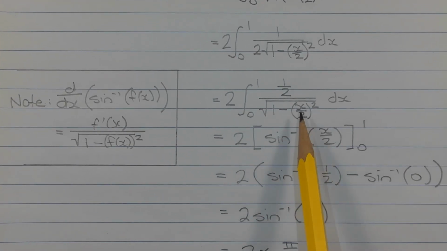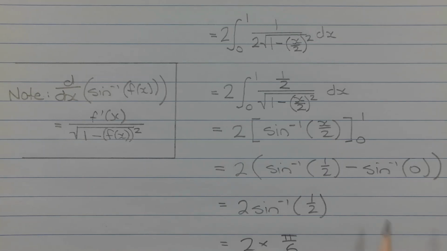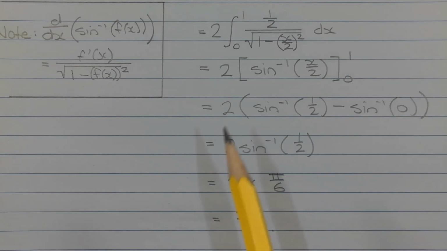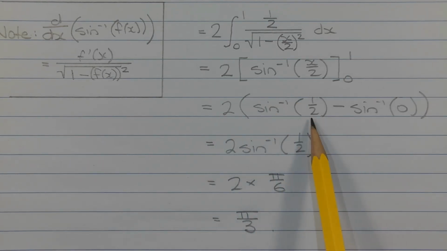So our f of x is x over 2, and f dash of x is the derivative of x over 2, which is 1 over 2. So performing the integration and taking note of the 2 here, which we need to retain, we get 2 times inverse sine of x over 2 from x equals 0 to x equals 1. Applying the limits of integration, we get 2 outside of inverse sine of 1 over 2 minus inverse sine of 0. Now inverse sine of 0 is 0. So that equals 2 times inverse sine of 1 over 2, which equals 2 times pi over 6, which equals pi over 3.